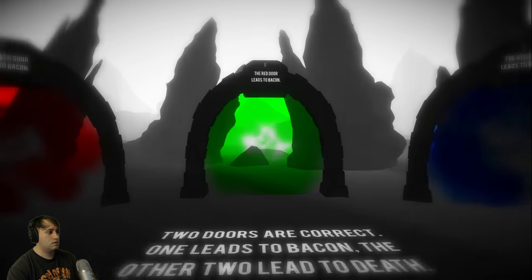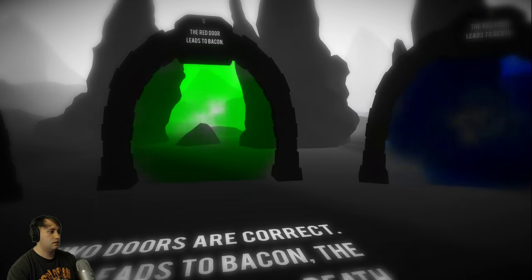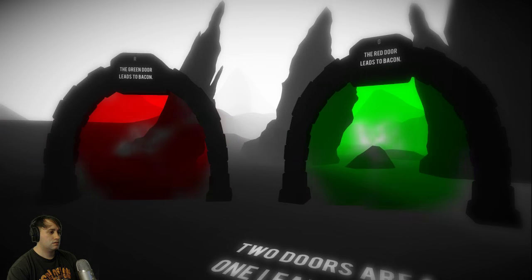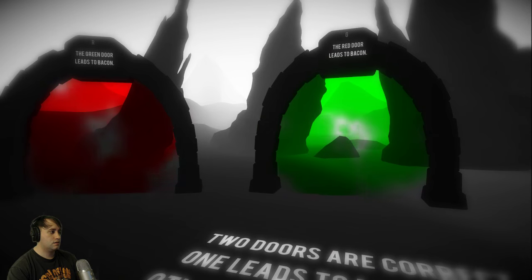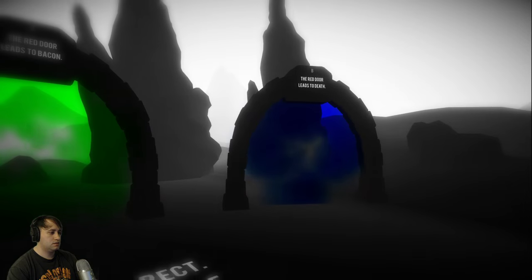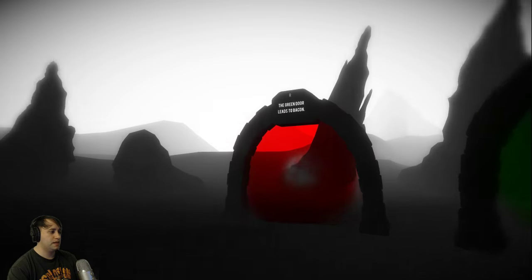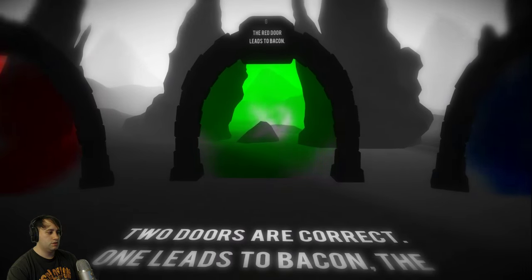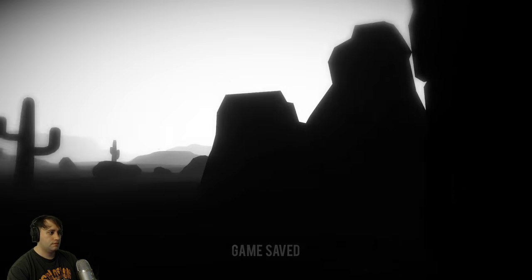Well, okay. So, if then the green door is lying, then blue and red are correct, because that would mean red leads to death, and only one can lead to bacon. And the green door is the door to go through.